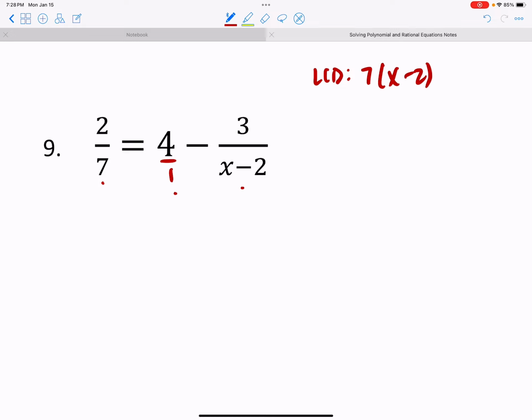So if you have each of the factors in your denominators represented in your least common denominator, then you're going to be fine. Now again, it might not be the least, but any common denominator will do. So that is what I'm going to multiply my entire equation by. Both sides of my equation multiplied by 7 times x minus 2, technically over 1.